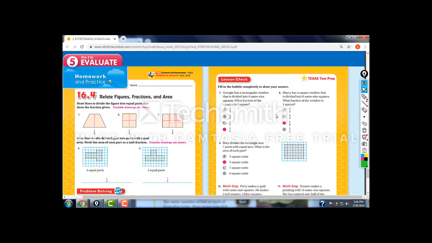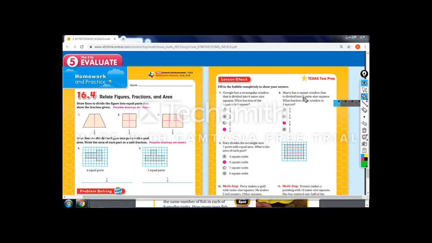Let's look at the next one. Georgie has a rectangular window that is divided into 6 same-size squares. What fraction of the window is each square? So how many total squares do you have? I have 6. How much is each one? It's 1/6. Okay, sometimes it's so easy, we make it a little bit harder on ourselves.